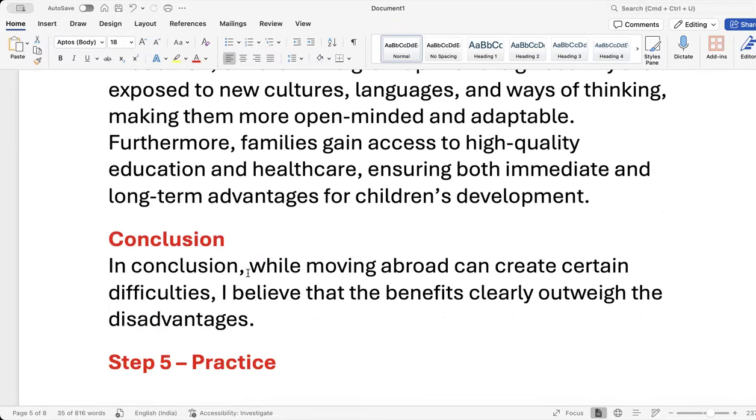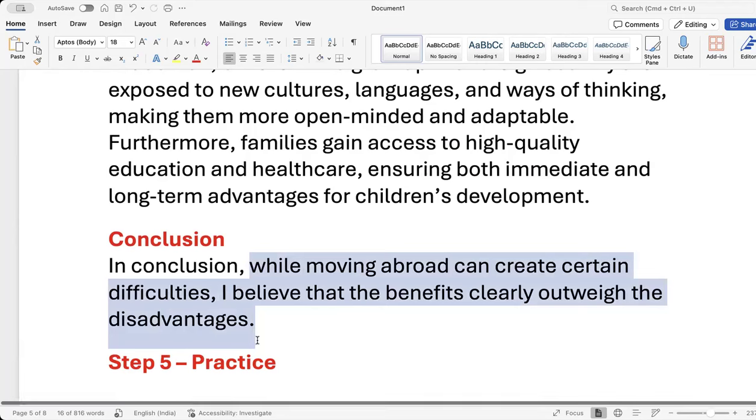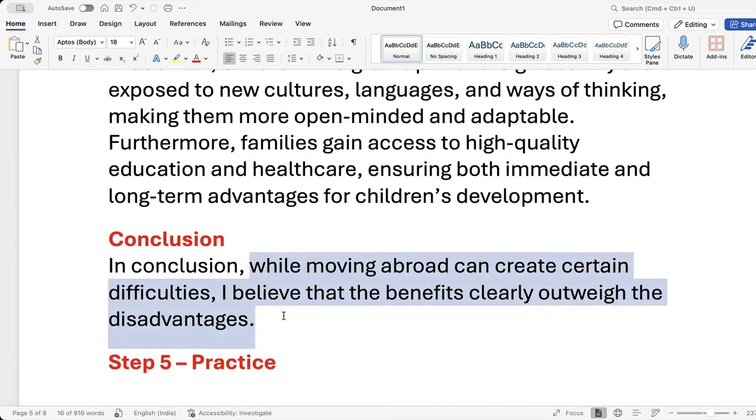And in the conclusion, I just repeat my opinion. While moving abroad can create certain difficulties, I believe that the benefits clearly outweigh the disadvantages. So just repeating my opinion, nothing else. So that's the conclusion. It's a very simple essay. In fact, I believe it's the simplest essay out of all the essays.